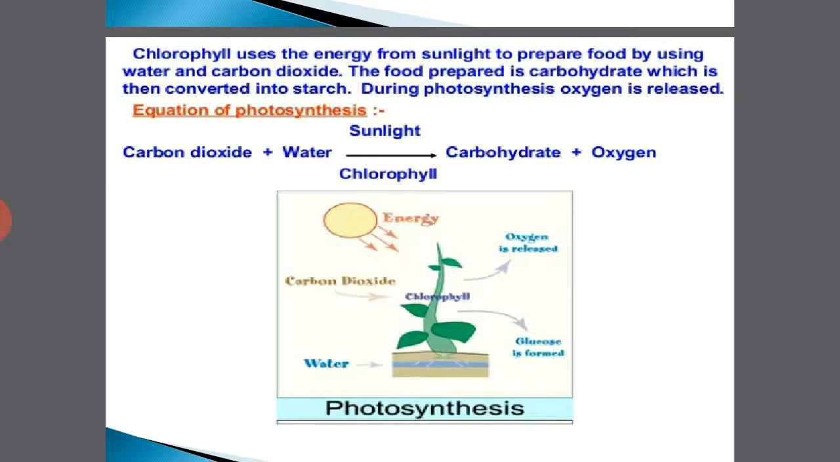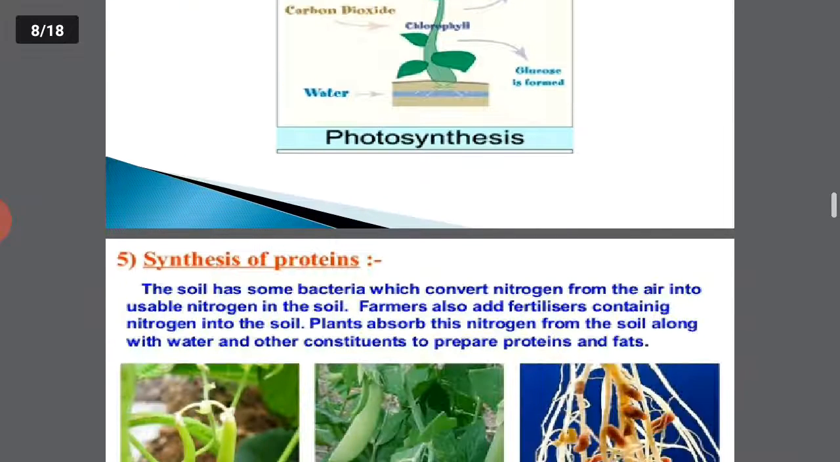You can see the equation of photosynthesis also. Carbon dioxide plus water prepare carbohydrate plus oxygen in the presence of sunlight and chlorophyll. You can also see in the diagram that the energy is taken in the form of sun rays from the sun, and oxygen is released. There you can see the formation of glucose or carbohydrate. Water is taken by the plants from the roots of the plants. Okay, let's move forward.